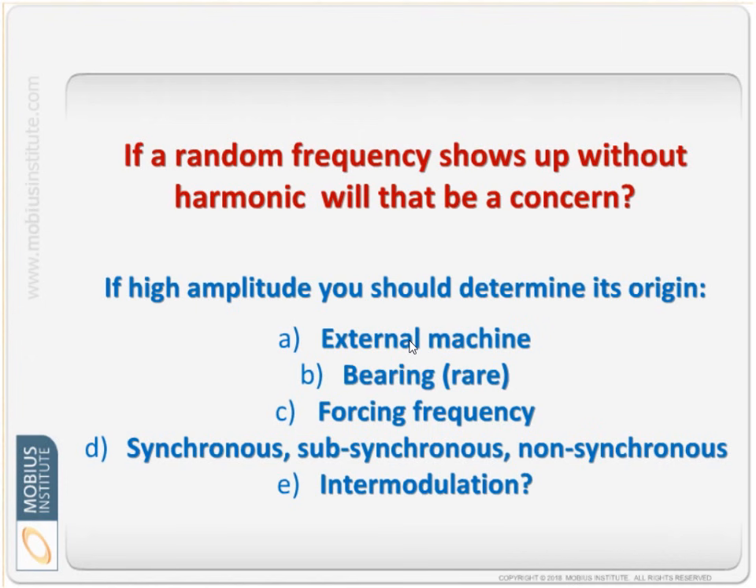In a rare case, you will see a peak at, for example, the ball pass outer race frequency, BPFO. That's the frequency that we normally see when there's damage on the outer race, but damage on the outer race will create harmonics as well. But if the outer race was out of round, we can see a peak at this BPFO without all the harmonics necessarily.